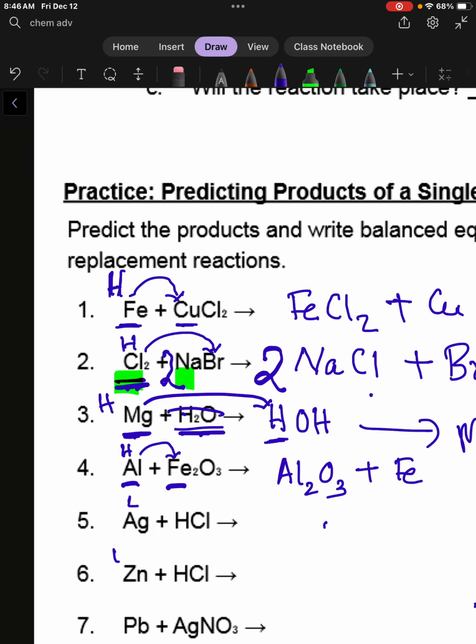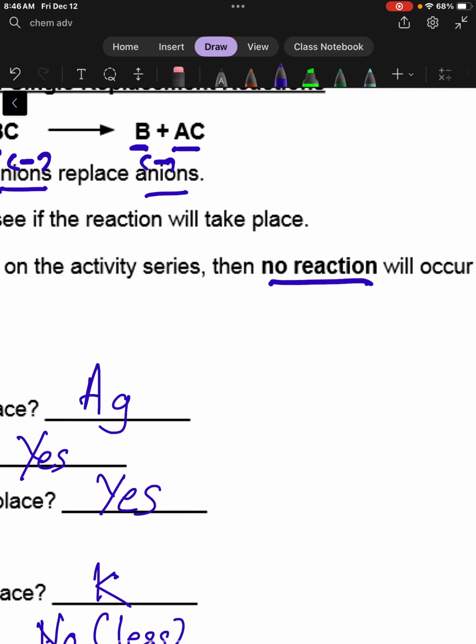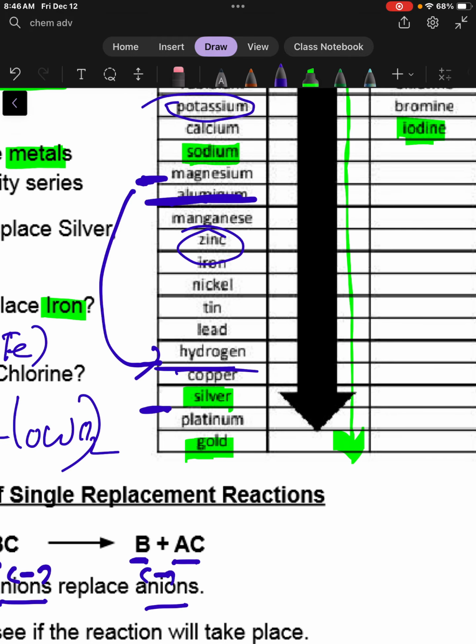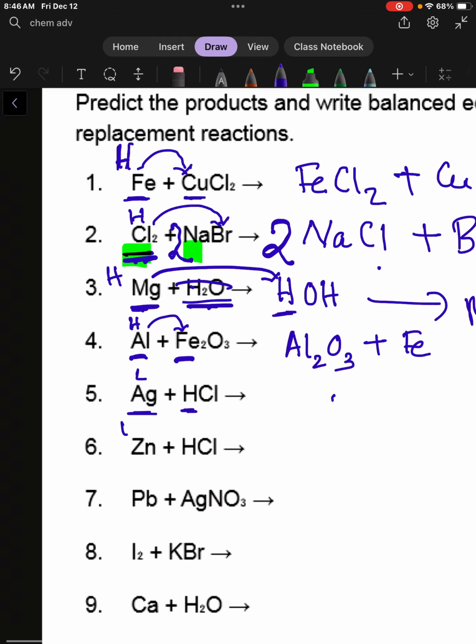Okay, next one. Silver is trying to replace hydrogen. Look at the series. We know that silver is below hydrogen. So there would be no reaction. So silver is lower. I will put an L there, and so you are going to write there is no reaction.